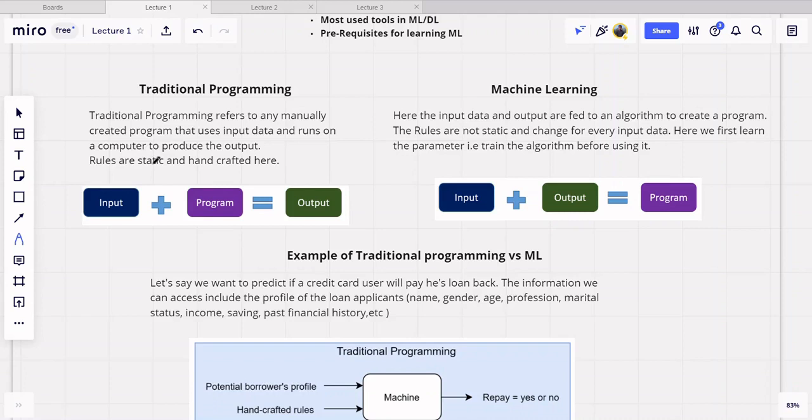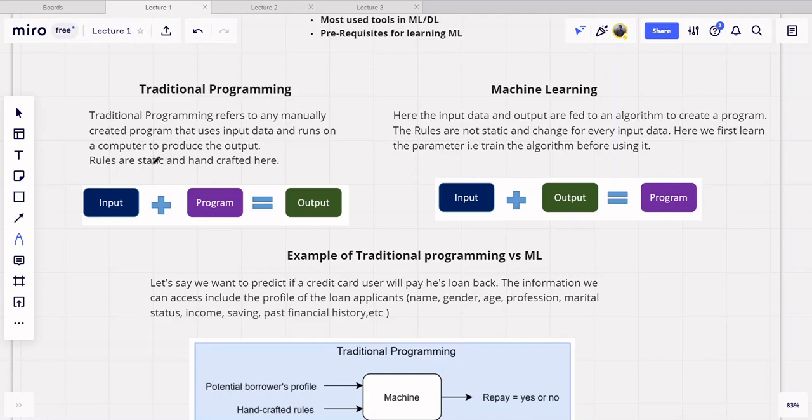But in machine learning, if we try to write the program manually, it becomes very difficult. So in machine learning, we use the input and the output to learn the program, so we make the machine learn the program. Rather than writing a lot of conditional statements like if and else, we will make the machine learn the program.